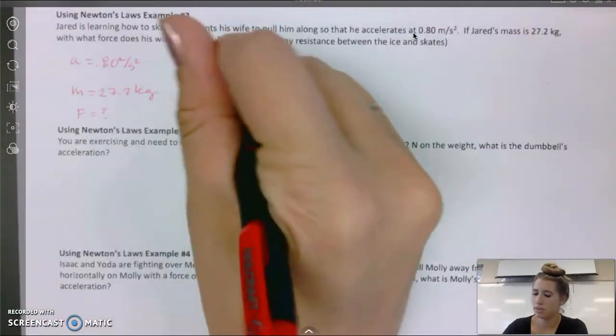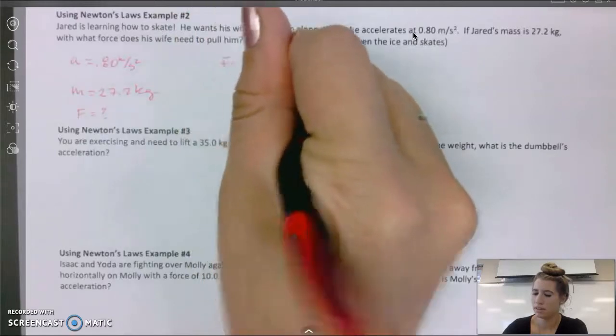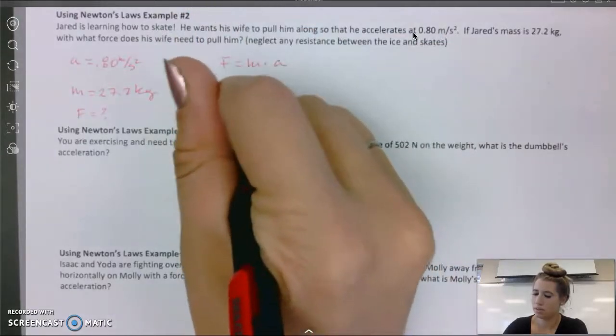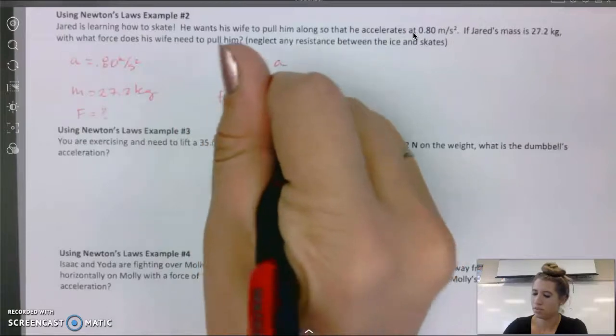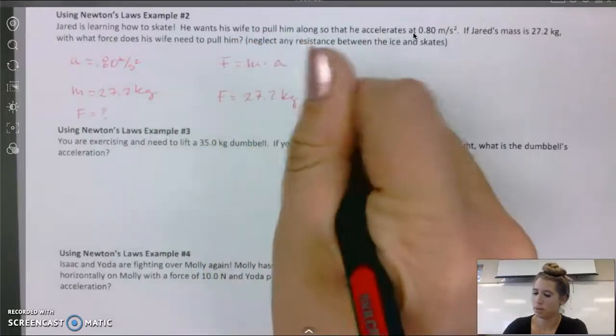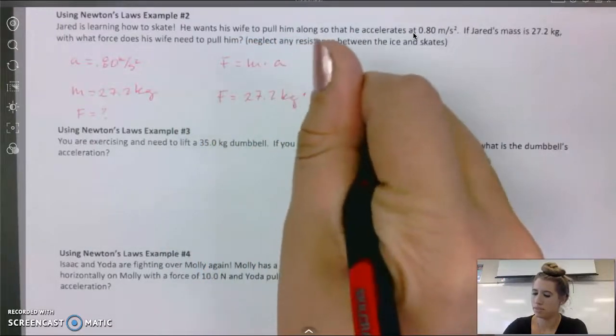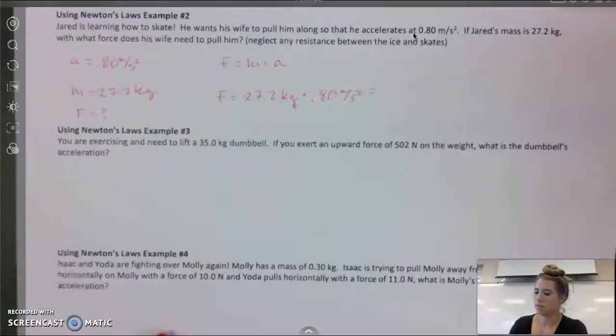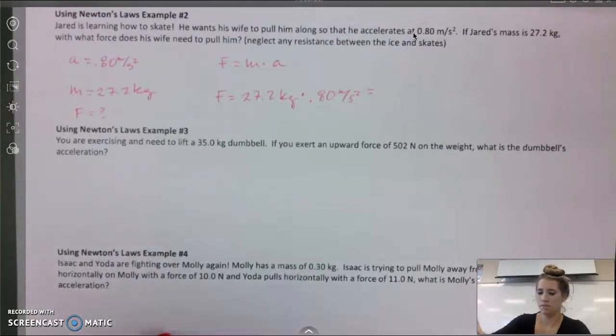Okay? Force is going to equal mass times acceleration. So force is going to be mass, 27.2 kilograms, multiplied by acceleration. So that would be 27.2 multiplied by 0.8.